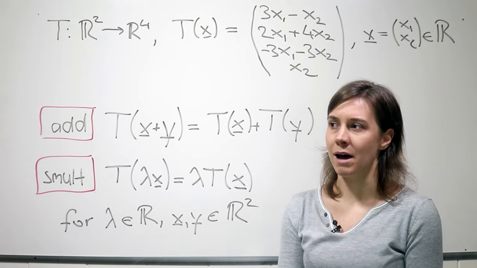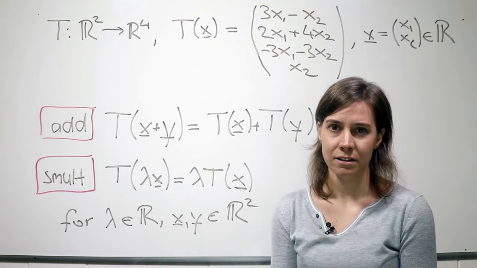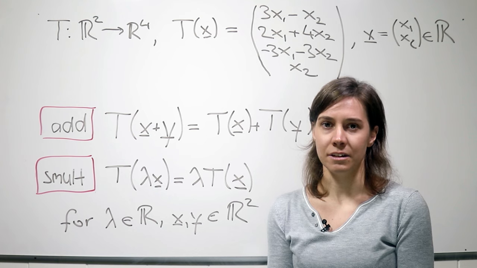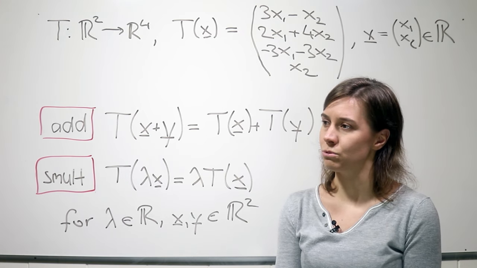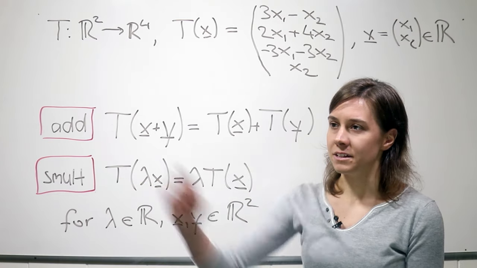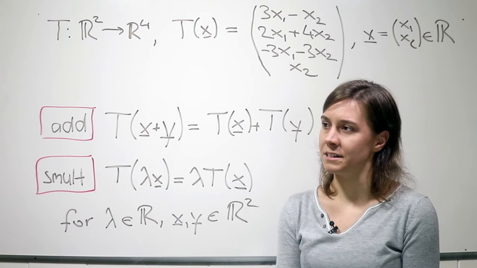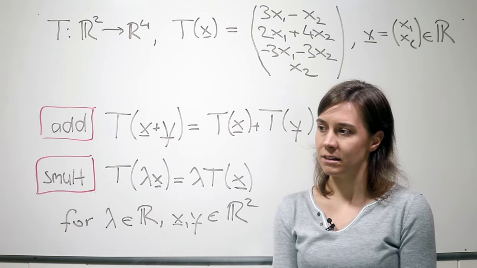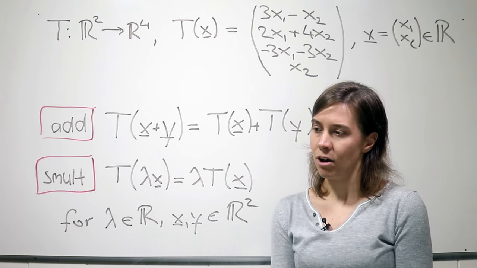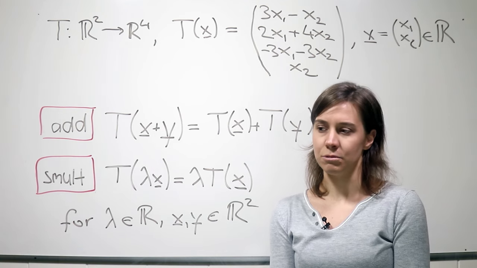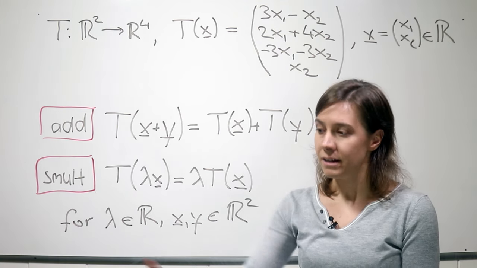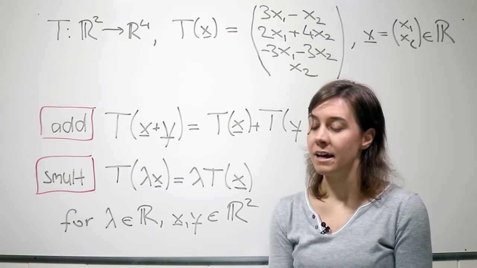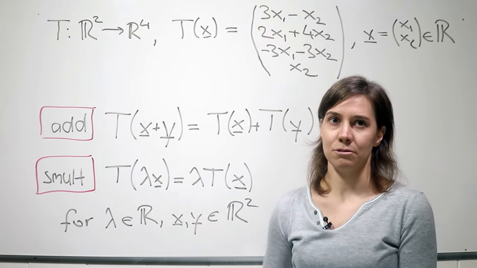Now, a linear map is a map that respects the operations of the vector space, which is addition and scalar multiplication. So to check whether this is a linear map, we've got to check the two properties. First, the addition condition, which means that T of x plus y is equal to T of x plus T of y. And secondly, the scalar multiplication condition, which is that T of a scalar lambda times a vector x is equal to lambda times T of x, where lambda is a scalar in R because R2 and R4 are R vector spaces, and x and y are vectors in R2.